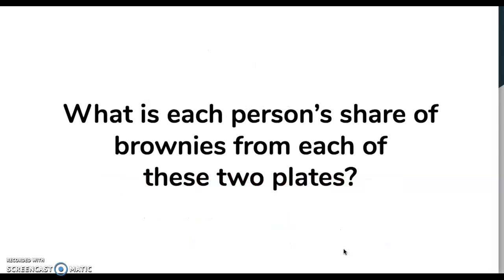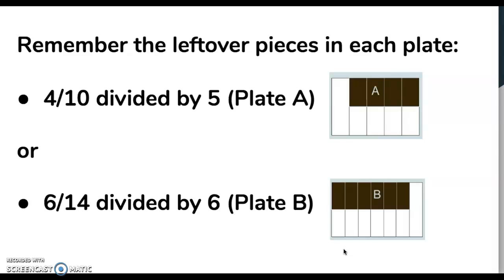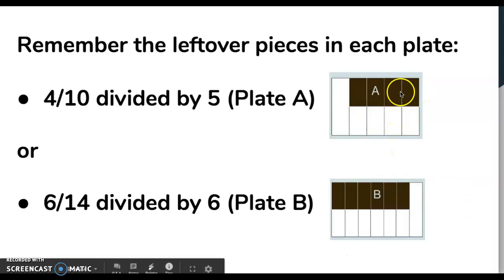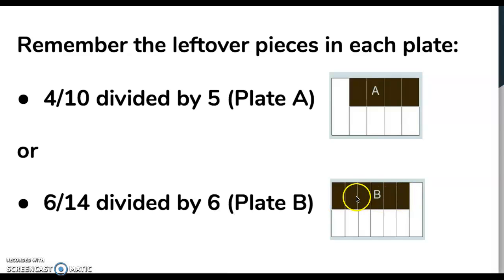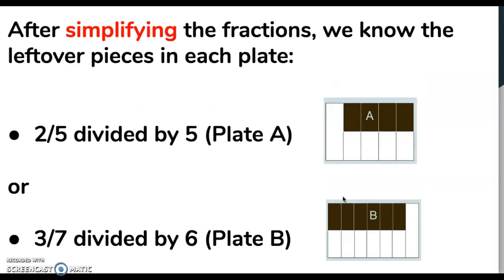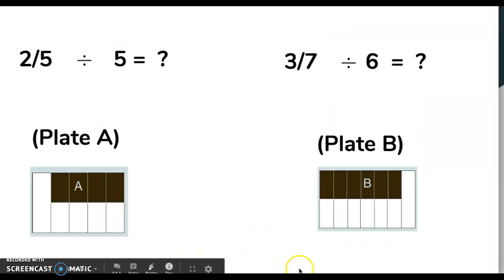Now the second question that I'm posing is, what is each person's share of brownies from each of these two plates? Remember that the leftover pieces in each plate are as follows. 4/10 that needs to be divided among 5 people, and 6/14 that needs to be divided among 6 people. Simplifying the fractions will give us 2/5 divided by 5 and 3/7 divided by 6. Please pause the video and try to find out how you would divide 2/5 by 5 and 3/7 by 6.